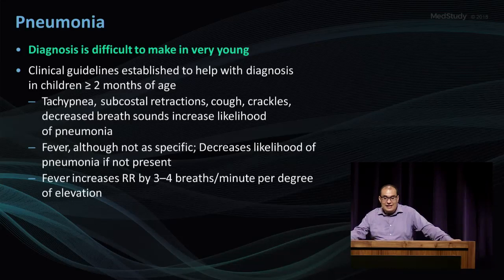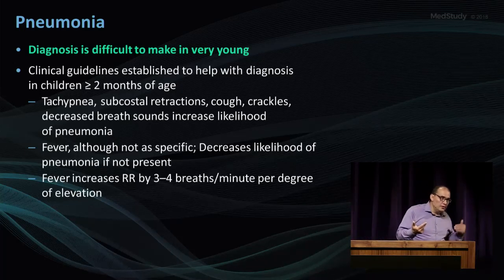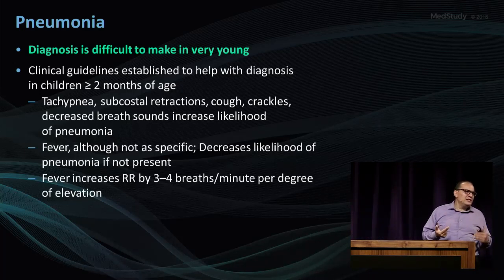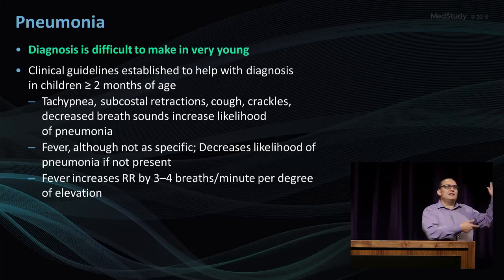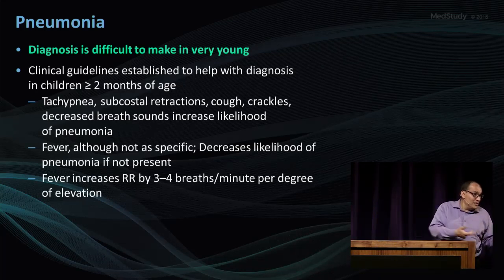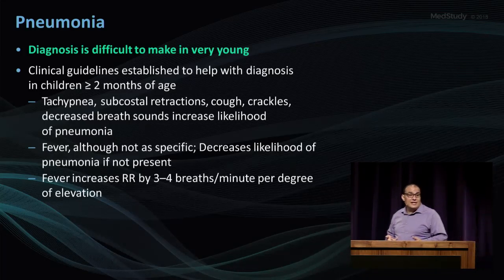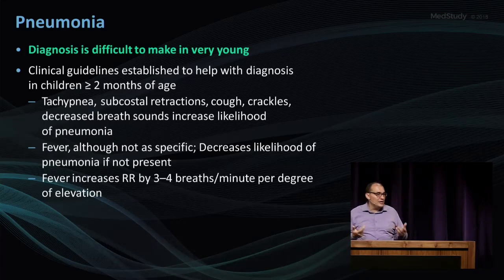A clinical guideline established to help with the diagnosis in children more than 2 months of age. So: tachypnea, subcostal retraction, cough, crackles, decreased breath sounds, because if they develop an effusion, the pleura is a very nice friend to the lungs. It sympathizes with it. Every time the lung gets inflamed, the pleura does not get inflamed itself, but develops what we call a sympathetic effusion. That's what good friends are for, correct? So that's why you get the decreased breath sounds. So you most likely have pneumonia.